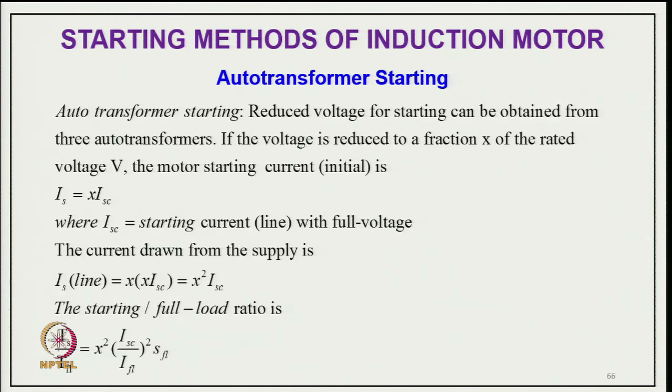So, the auto transformer starting is used for reducing the voltage for starting, which can be obtained through a 3 phase auto transformer. If the voltage is reduced to a fraction x of the rated voltage, then the motor starting current is I s equal to x I s c, where I s c is the starting current, typically the line current with full voltage. Then the current drawn from the supply will be I s c line equal to x into x I s c, that is x square I s c, and the starting by full load torque will be T s upon T f l equal to x square I s c upon I f l, whole square, into S f l.